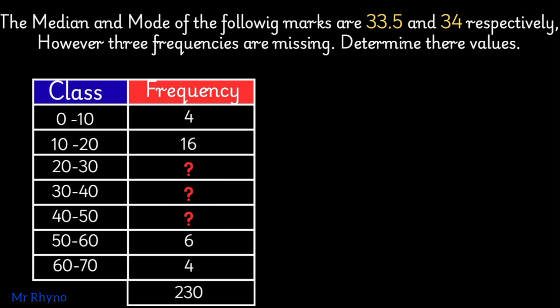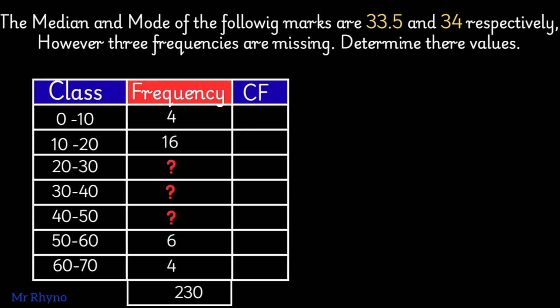The first thing, we shall add a column here for CF, that is the cumulative frequency. To get the cumulative frequency is very simple. For this first value, it shall be just this first frequency, which is 4. Then for the next frequency, it shall be this 16 plus the previous class cumulative frequency, which is 4. And that gives us a total of 20.